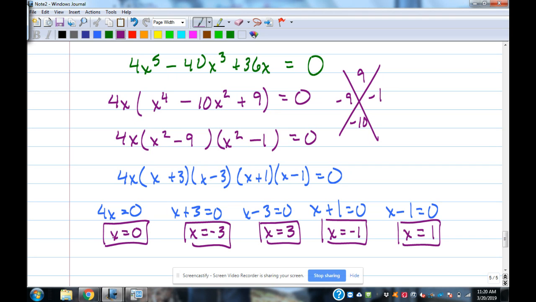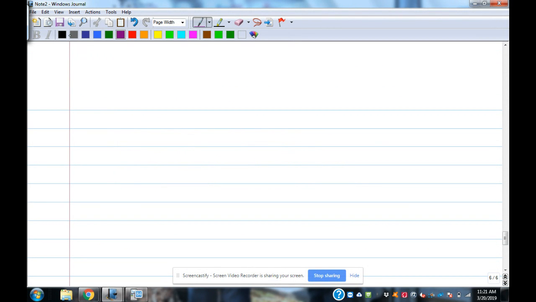What was the degree of the original polynomial? It was the 5th power. That's the highest exponent. That means I should have how many answers? 5. Whatever the highest power is, that's how many answers you should have. And we found 5 by factoring. Okay. We're going to find some other methods to use later on after spring break, but that idea is exactly what we want to do here. Let's look at one more. Last one.